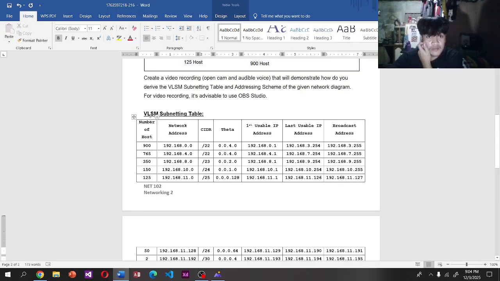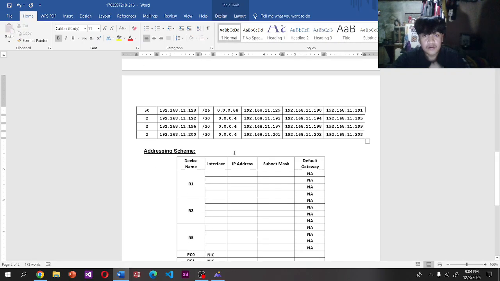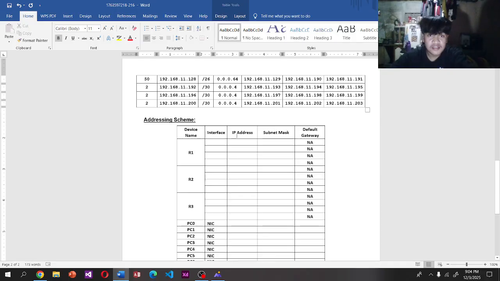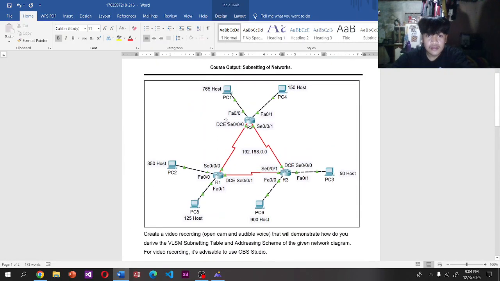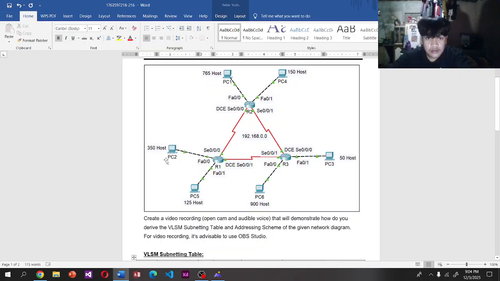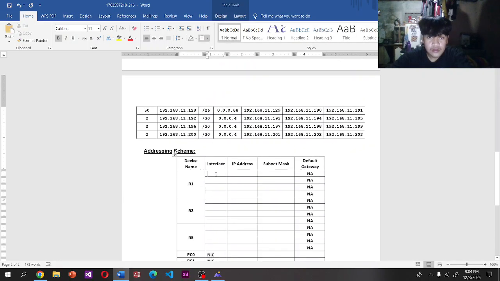So we're done with the subnetting table. Now we go to the addressing scheme. Here we have FA0 and FA1 on router 1, FA0 and FA1 on router 2, and SE0 on each router.